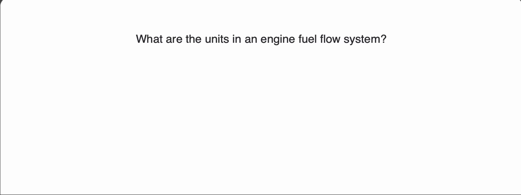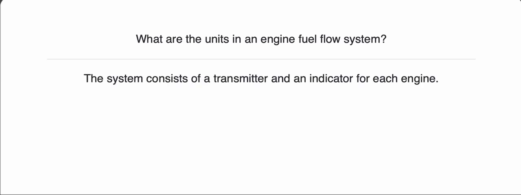What are the units in an engine fuel flow system? The system consists of a transmitter and an indicator for each engine.